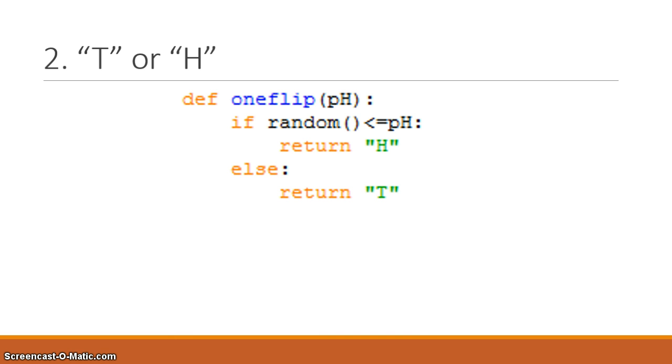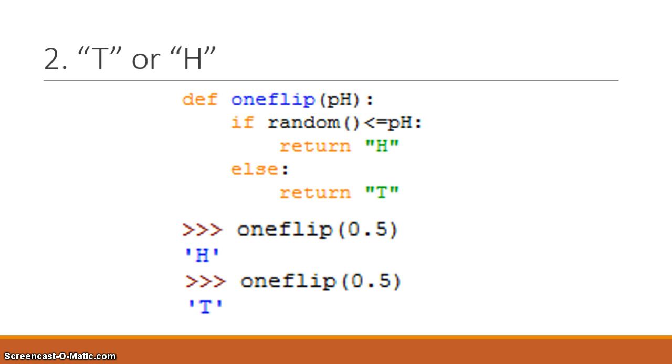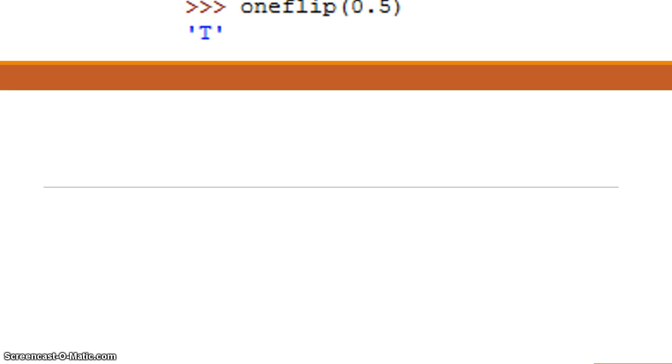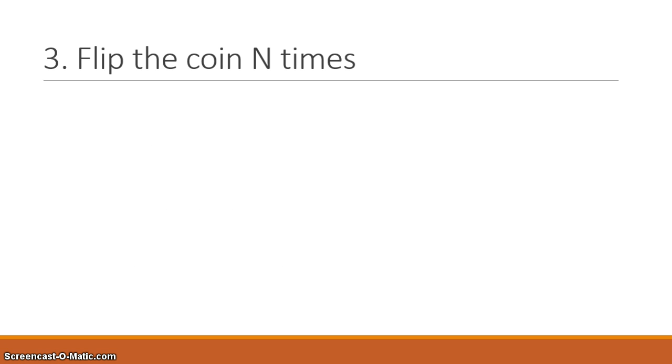So here is the sample run. We can see it could return H or T, and the probability here is 0.5, meaning 50-50. And the next part is flip the coin n times.